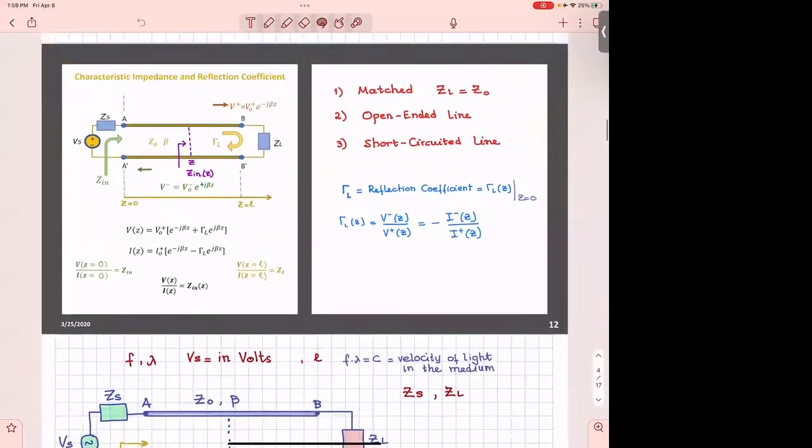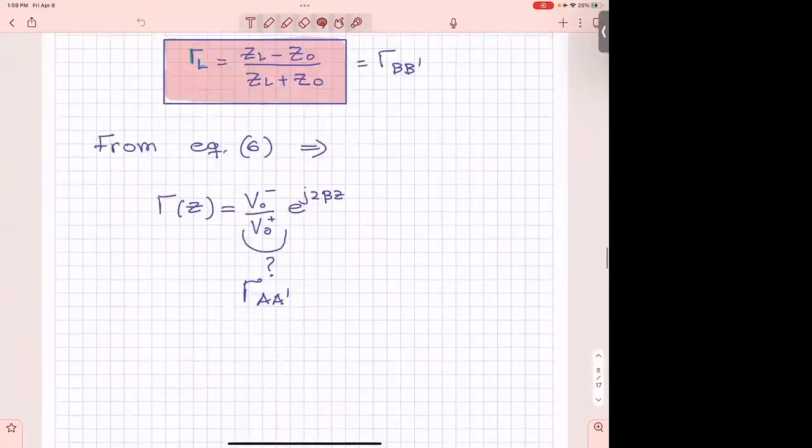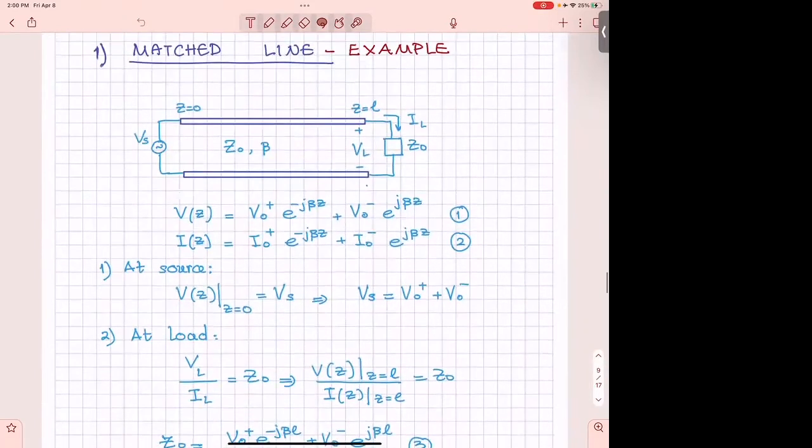Now, last time we did the matched line as an example, and I will not cover this again, but what do you remember we found? First of all, what do we call a matched line? It is when Z naught, the load, becomes the same as the characteristic impedance. Remember that?